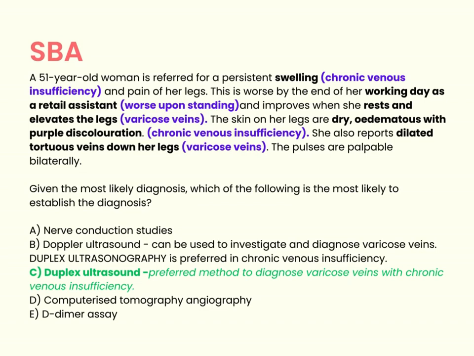But at this point, we know it's chronic venous insufficiency because she's got the dry erythematous purple discoloration. And with chronic venous insufficiency, we want to go for duplex ultrasound, and we want to treat them immediately with surgery, which is usually endovascular ablation, basically venous ablation, and duplex ultrasound is preferred when there's chronic venous insufficiency.